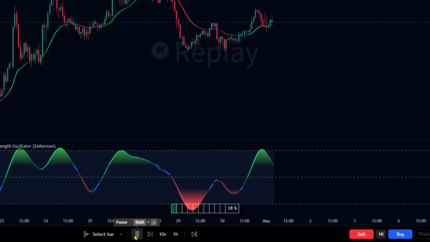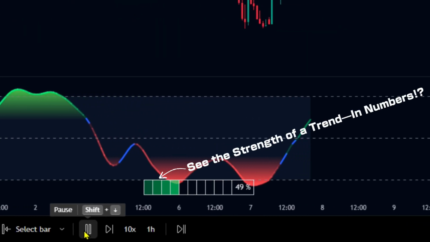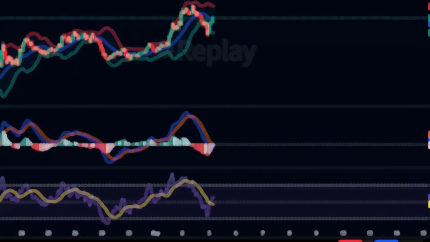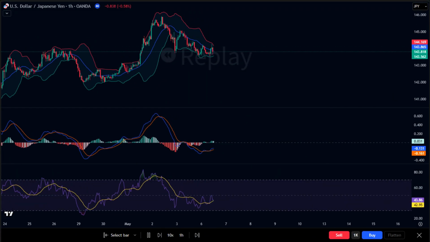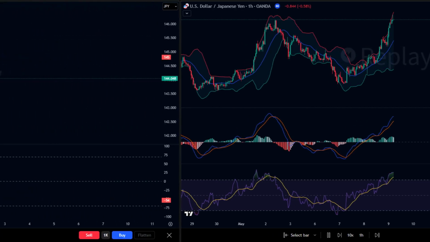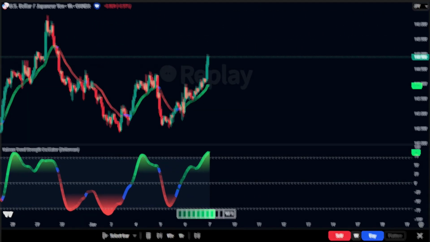Is the current trend going to continue, or is it about to end? With the Kalman Trend Strength Oscillator, you can identify the true momentum behind the move. This is a logic that extracts real trends, something that moving averages or RSI simply can't detect. It's based on the Kalman filter, a technique also used in AI-driven trading systems.